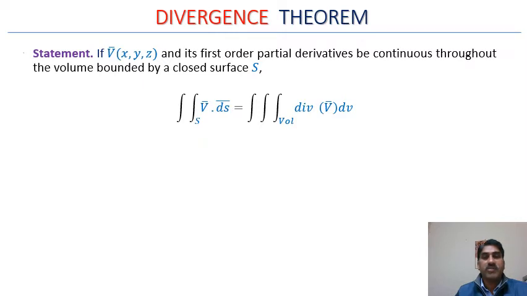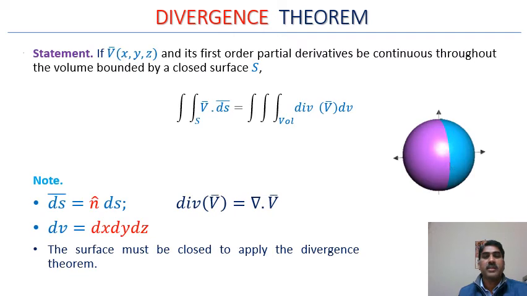Then we can evaluate this integral over the entire volume bounded by the surface S, for the divergence of V. So in a short way you can say, if you have to integrate this V dot dS, then simply first find the divergence of V and evaluate it over the whole volume. So how does this take place?